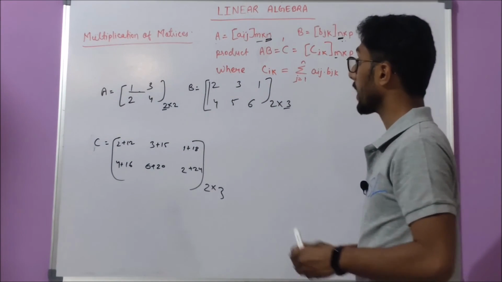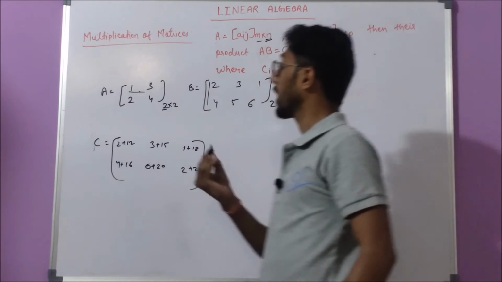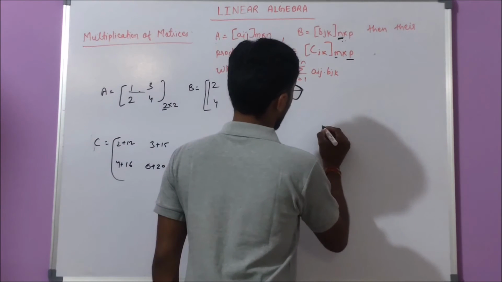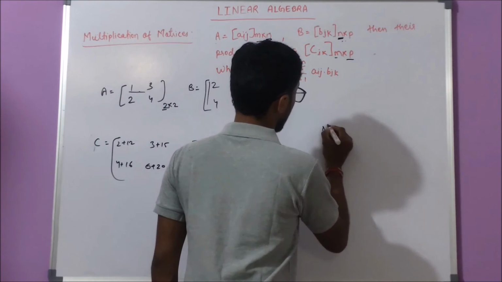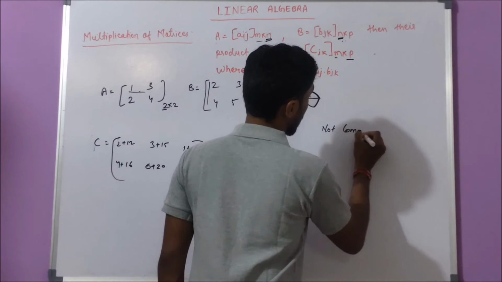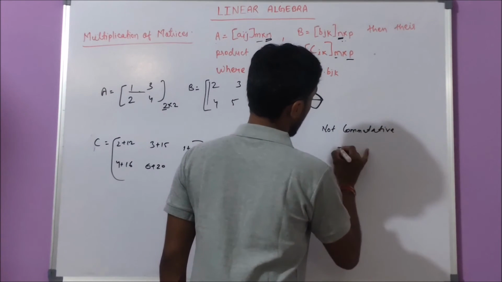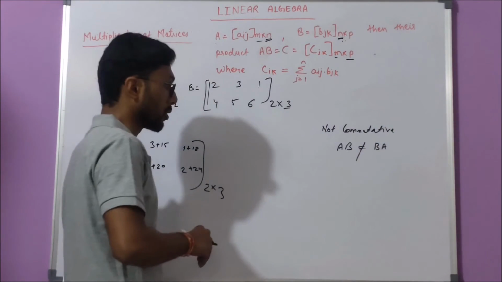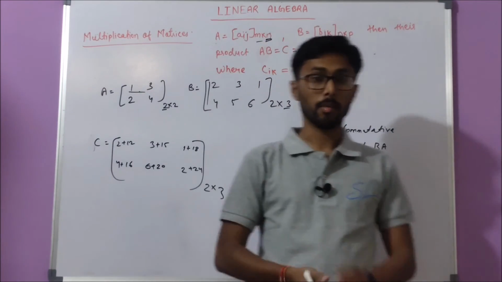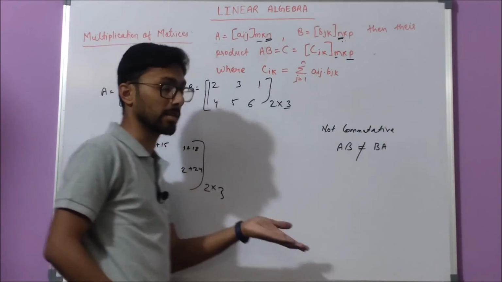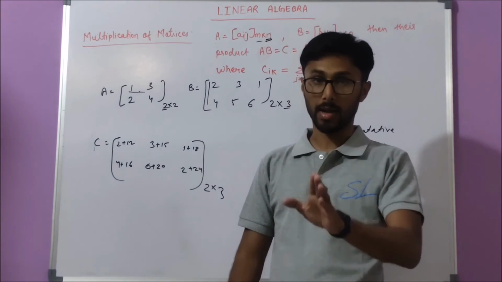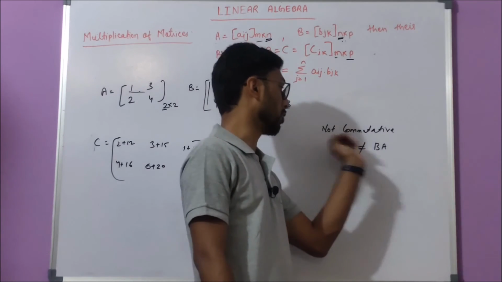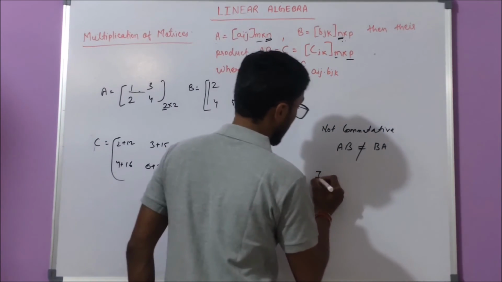Now let's see some properties which are followed by matrix multiplication. Matrix multiplication is not commutative, which means AB is not equal to BA. Suppose AB and BA both exist, meaning we can multiply A with B and also B with A, but they will not be equal.